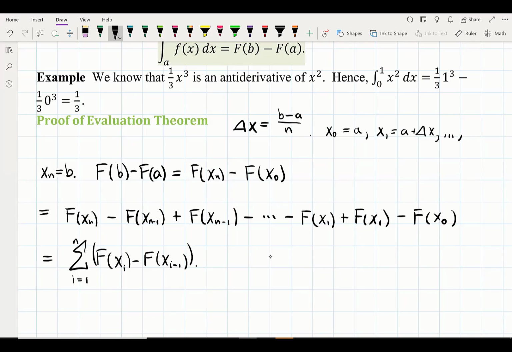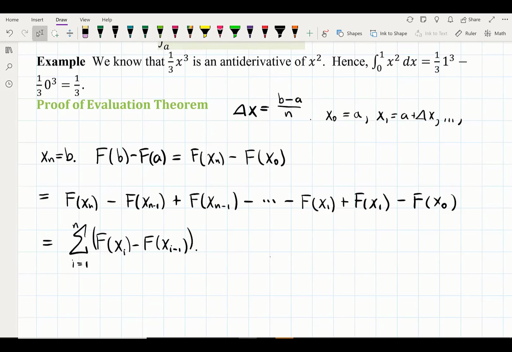Now I'm going to employ this thing called the mean value theorem. This is something which you should have seen in 10A. If you don't remember it, that's fine. Don't worry about it. You can sort of take my word for it. But let me write down what the mean value theorem says, applied into this context.